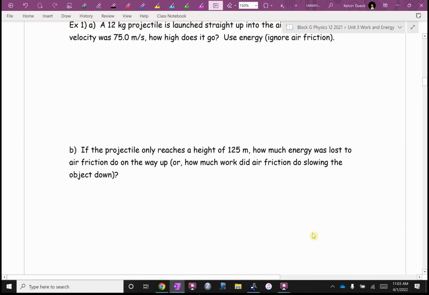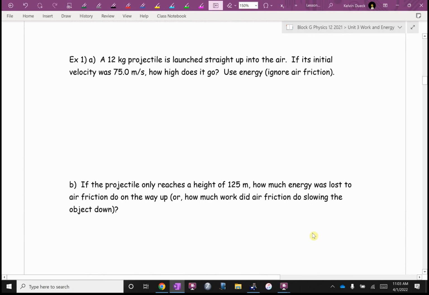Okay. Example 1. A projectile is launched straight up into the air. If its initial velocity was 75 meters per second, how high does it go? Ignore friction. I gotta be honest, if you just gave me this, I would use kinematics.